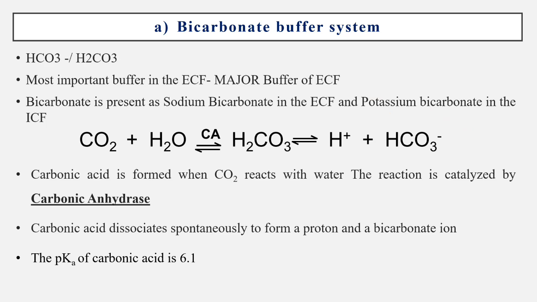Carbonic acid is formed when carbon dioxide reacts with water. This reaction is catalyzed by the enzyme carbonic anhydrase. Carbonic acid dissociates spontaneously to form a proton and bicarbonate ion. Then the pK of carbonic acid is 6.1.